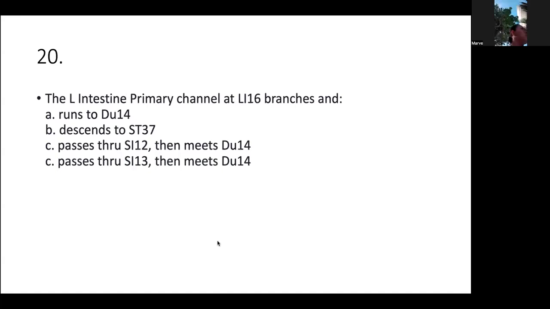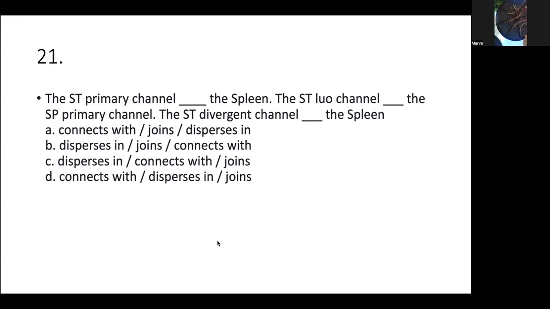The large intestine primary channel at LI16 branches, and what happens? It passes through SI12 and meets DU14. Letter C. The stomach primary channel, blank, the spleen, and the stomach luo channel, what's the answer? The stomach primary channel connects with the spleen, and the stomach luo channel joins the spleen primary channel, and the stomach divergent channel disperses in the spleen. Letter A.